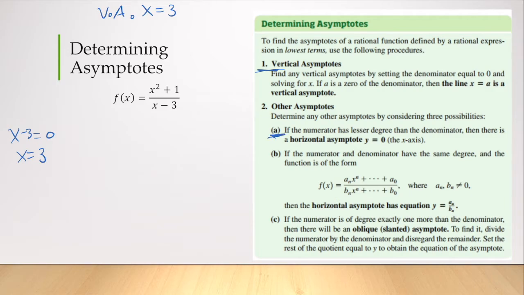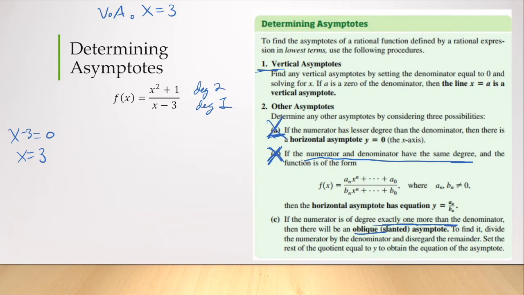If the numerator has lesser degree than the denominator, then there's a horizontal asymptote at y equals 0. So I've got degree 2, degree 1. We don't meet the criteria for A. For B, the numerator and denominator have to have the same degree. Well, that's not true. They don't have the same degree, so it's not criteria B. Let's go to C. If the numerator is of degree exactly 1 more than the denominator, there'll be an oblique asymptote. Well, I agree that 2 is exactly 1 more than 1.